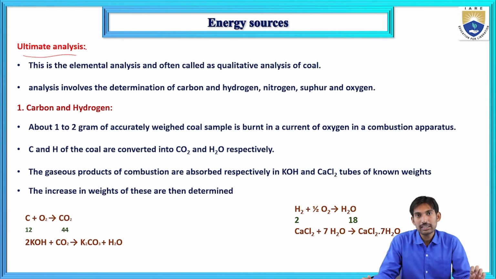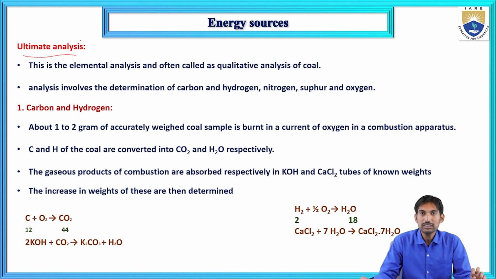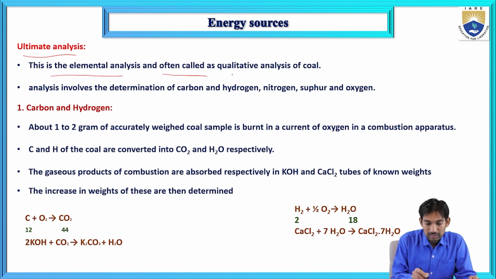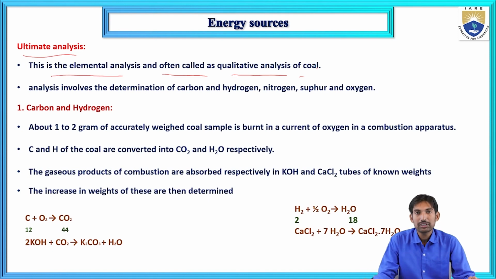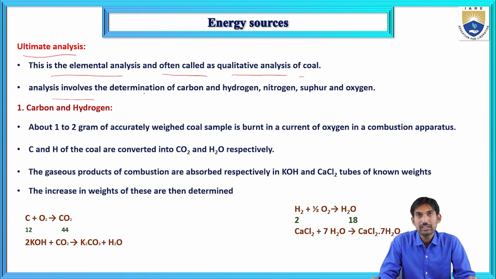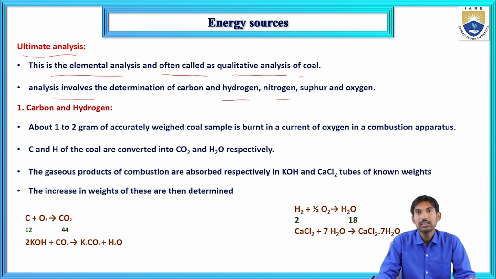Proximate analysis is the indirect method. Ultimate analysis is the direct method. This is the element analysis, often called the qualitative analysis of coal. The analysis involves the determination of carbon, hydrogen, nitrogen, sulfur and oxygen. By this ultimate analysis, we can measure the quantity of these elements present in the coal.